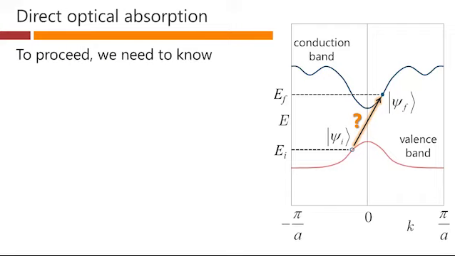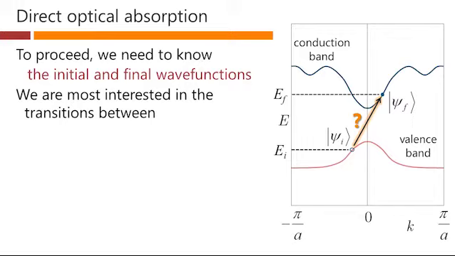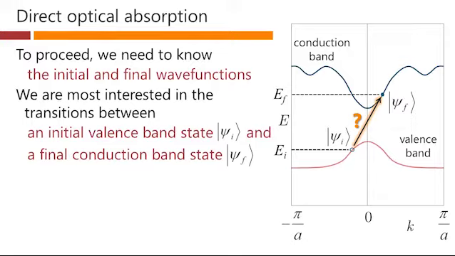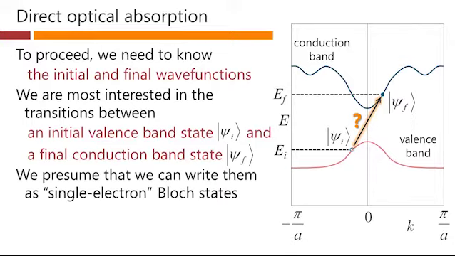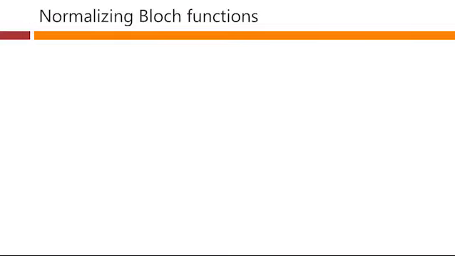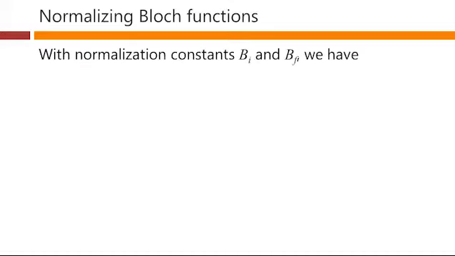To proceed here, we need to know the initial and final wave functions. We are most interested in the transitions between an initial valence band state and a final conduction band state. We presume that we can write them as single electron Bloch states. And to calculate matrix elements, we have to normalize the way that we write down these wave functions here. So we're going to have to figure out how to normalize Bloch functions. We're going to allow these wave functions for the initial and final states to have normalization constants Bi and Bf.